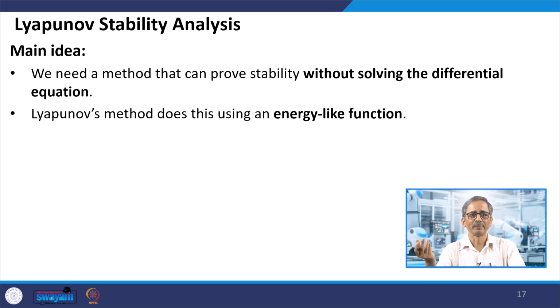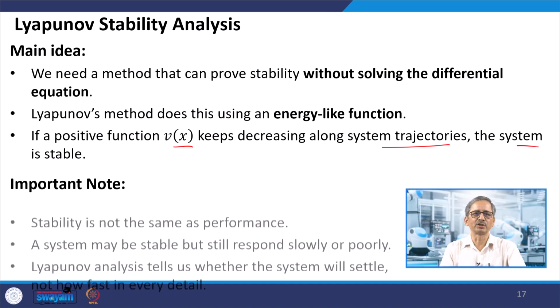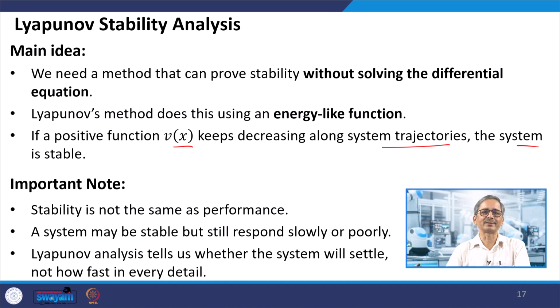All right, so this method uses an energy like function. So if a positive function keeps decreasing along the system trajectories, the system is stable. Okay. So, something to note is that stability is not the same as performance, alright. A system may be stable, but still respond slowly or poorly. And the Lyapunov analysis tells us whether the system will settle, not how fast in every detail.